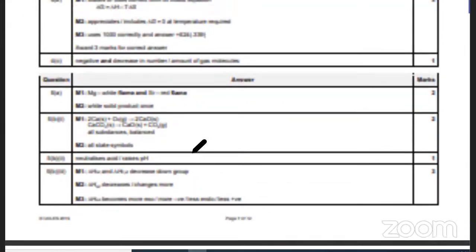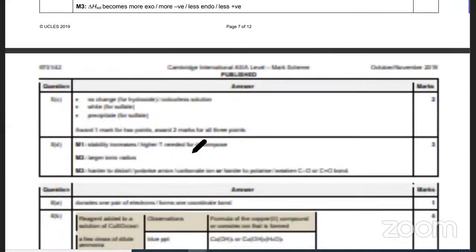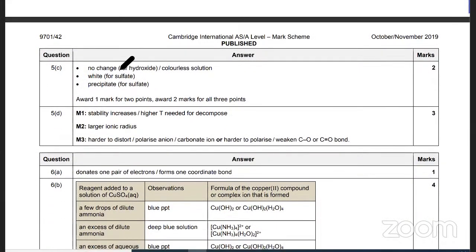You know the 5C? Yes, sir. No change in that one, and then white precipitate for the other. That's it. So no marks for HCl forming. Just remember for inorganic chemistry, white steamy fumes of hydrogen chloride would be formed if the acid is very, very concentrated.